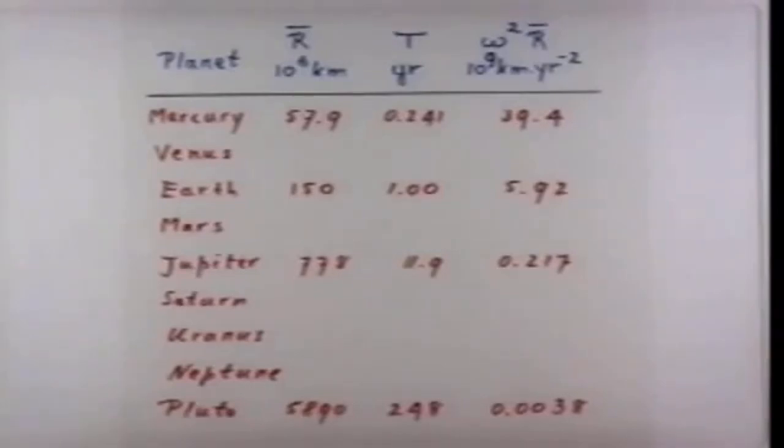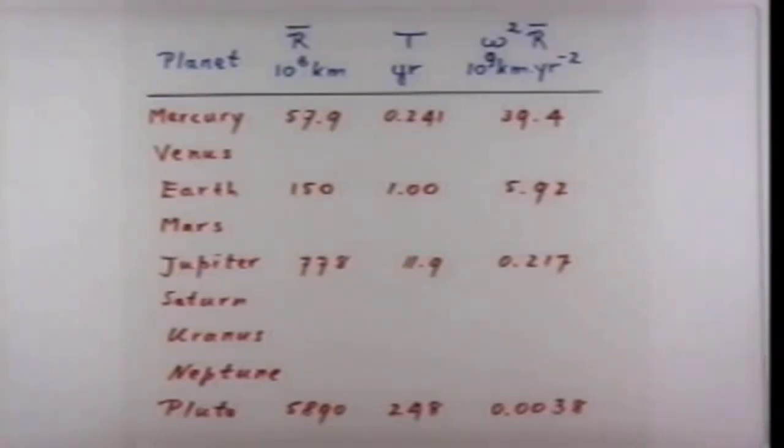So I look up the mean distance to these various planets, and you see that here in millions of kilometers. Notice that Mercury is about 100 times closer than Pluto. By the way, this is on the web, so don't copy this. You will find this on the 801 homepage. Then I looked up how many years it takes to go around the Sun: 12 years for Jupiter, 1 year for the Earth, and I looked up all the other values.